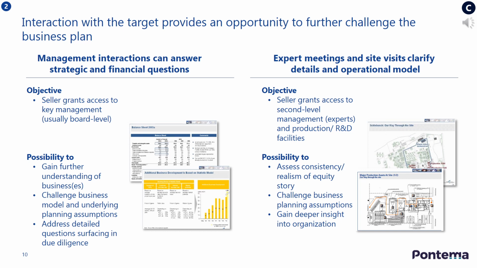The seller should usually grant access to senior executives and business sites for you to gain, first-hand, a deeper understanding of the organization, including its cost and revenue drivers, and any production or research and development facilities. It should also allow you to address any specific questions or concerns which have surfaced during the due diligence process. With this new insight, you should be able to challenge the current business model and its underlying planning assumptions.